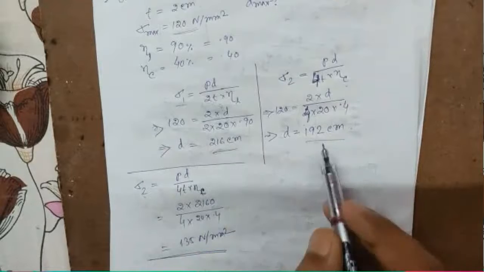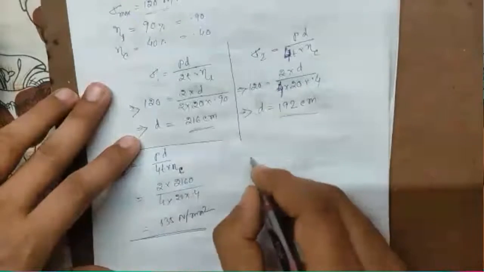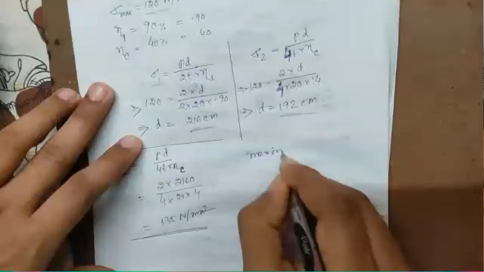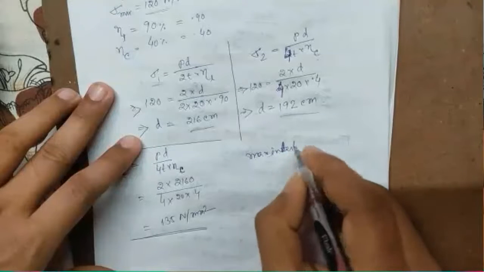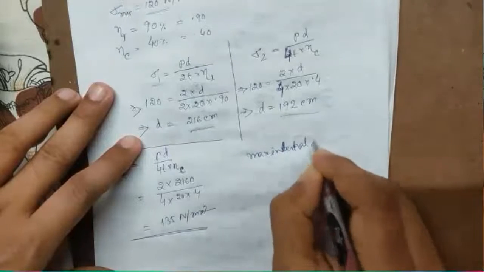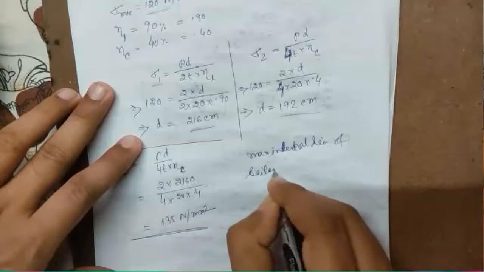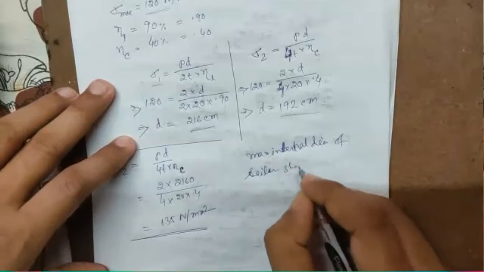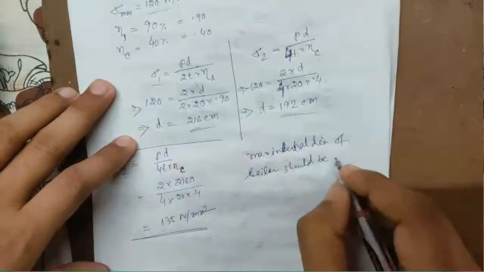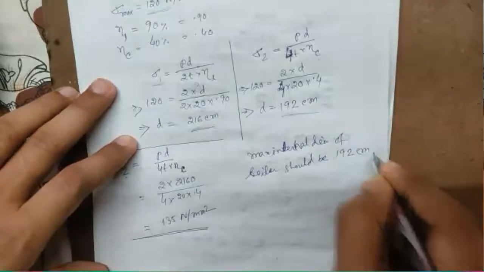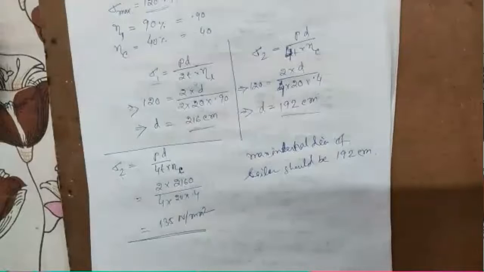So the diameter should be max internal dia of boiler should be 192 centimeter. Okay, is the problem clear?